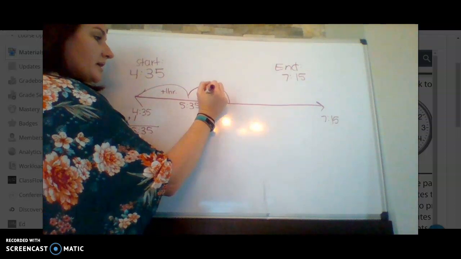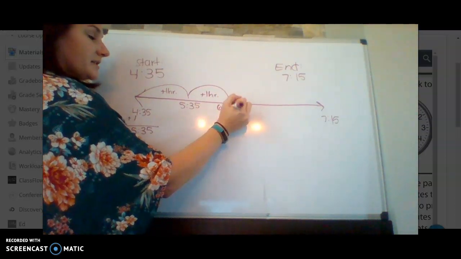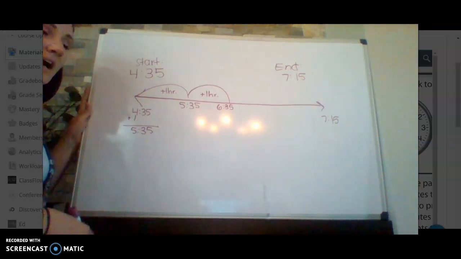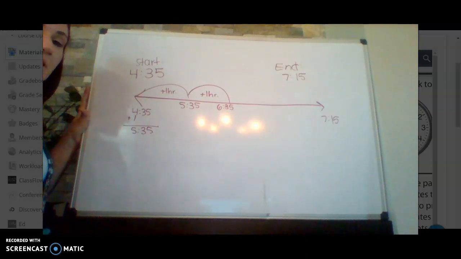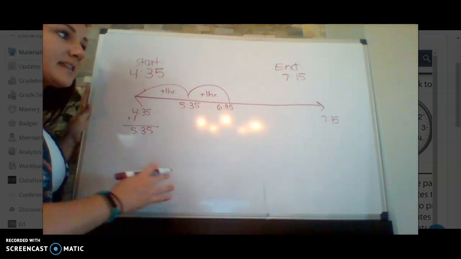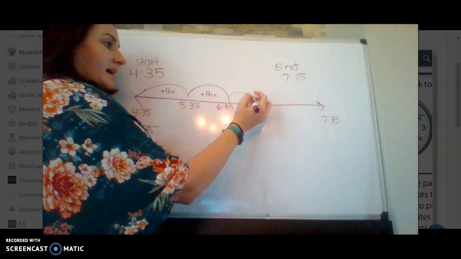Then I'm going to jump 1 more hour, giving me 6:35. Now if I jump another hour, it's going to get me to 7:35, which is going to go over my time. So what I want to do here is get to that 7 o'clock and then go the 15 more. So I'm going to just start adding my 10s.